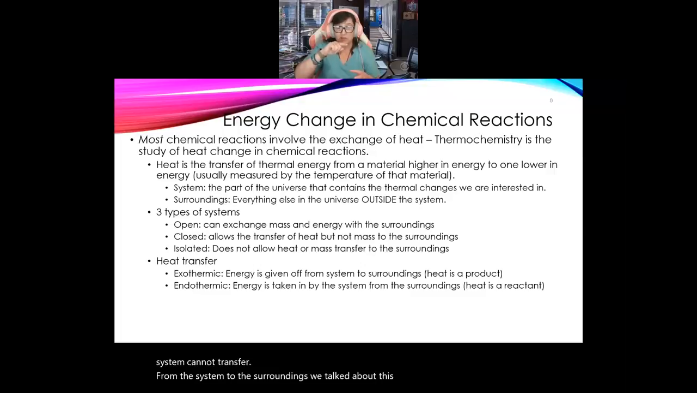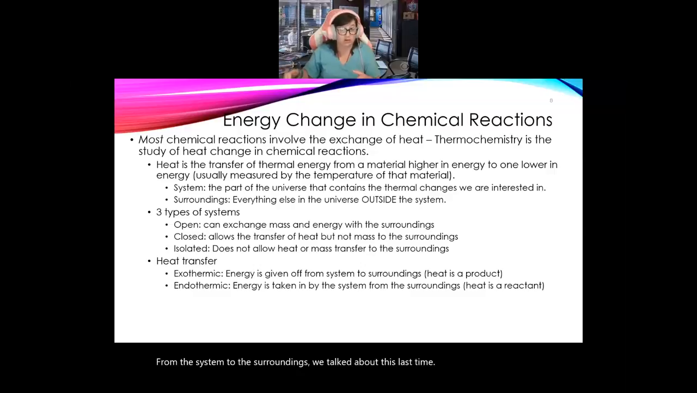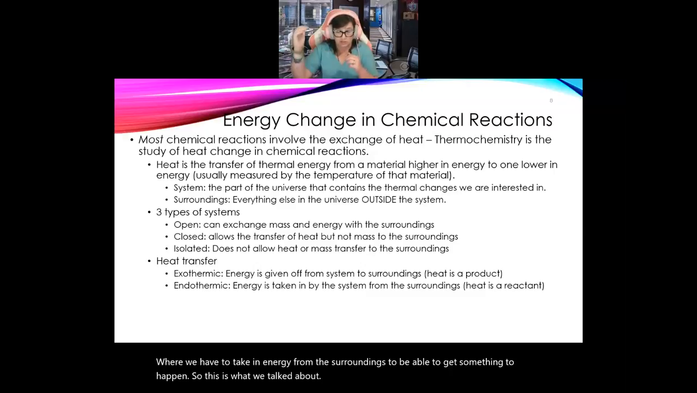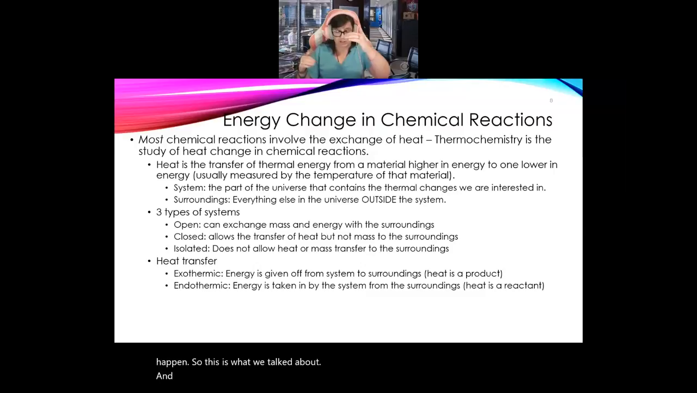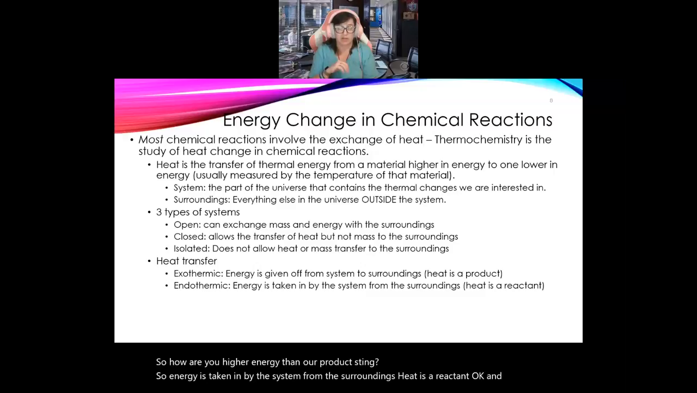We talked about our reactants being higher in energy, and our products being lower in energy. That's exothermic. We also talked about endothermic, where we have to take in energy from the surroundings to be able to get something to happen. So this was when we talked about our reactants having a lower energy than our products do. Okay. So energy is taken in by the system from the surroundings. Heat is a reactant. And of course, if it's exothermic, heat is a product.